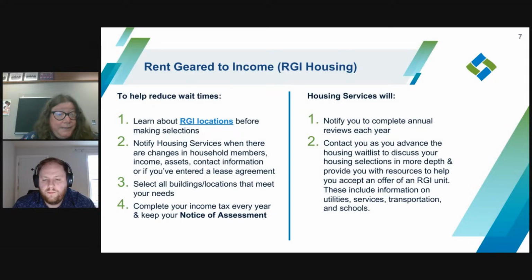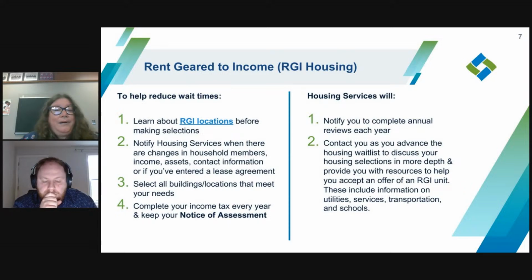It's really, really important that you notify housing services when there are any changes in your household that affect your application. So for example, if you add another household member, so if you get into a partnership and want to add that person to your application, it's important to do it in the application stage.